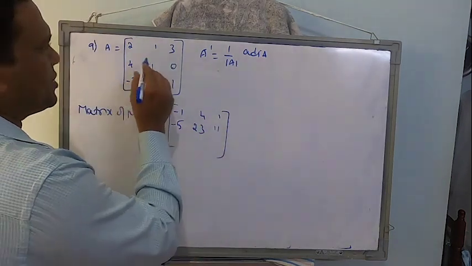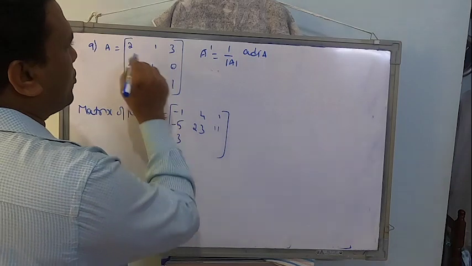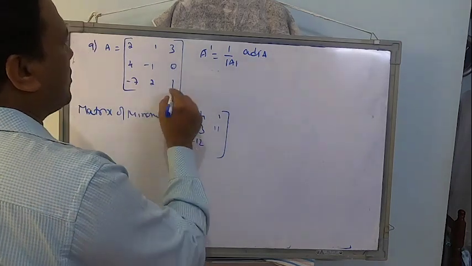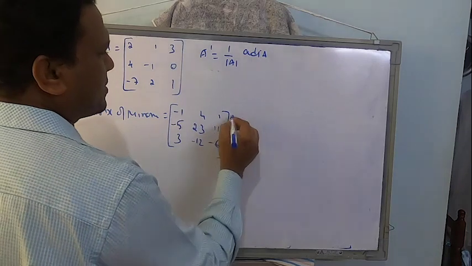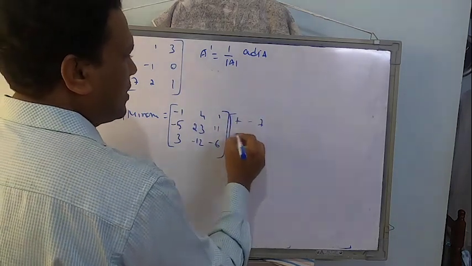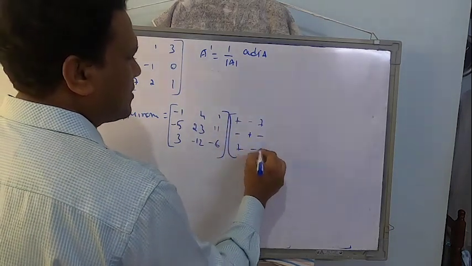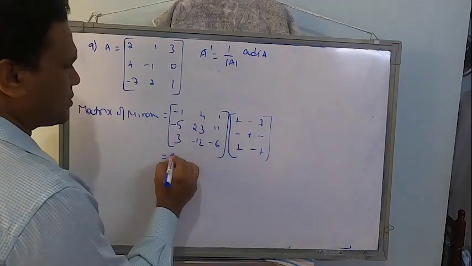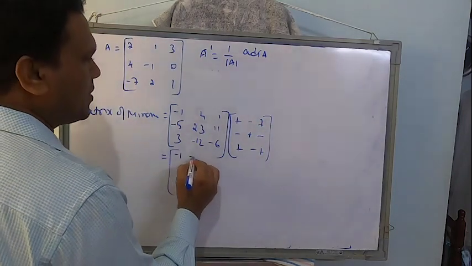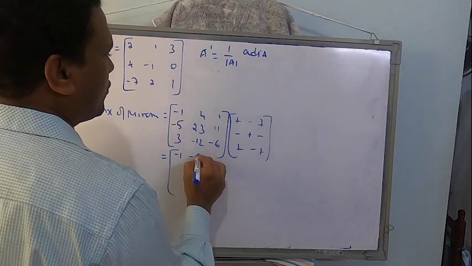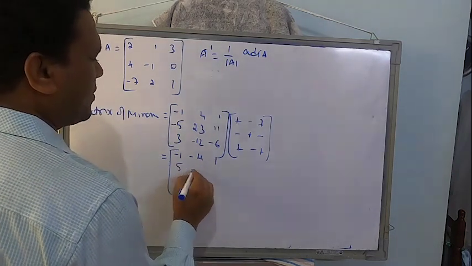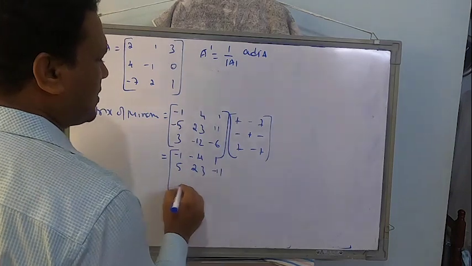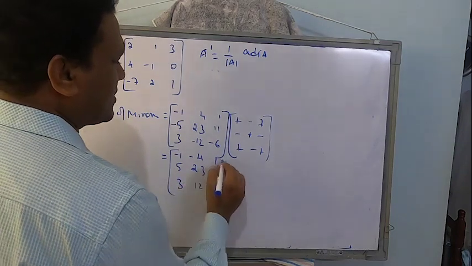And for the next row, it's going to be 3. For 2, it's going to be minus 12. For 1, it's going to be minus 2 minus 4, that's going to be minus 6. As usual, I will multiply by the sign matrix. So this is going to be minus 1, minus 4, 1, and this will be 5, 23, minus 11, 3, 12, minus 6.